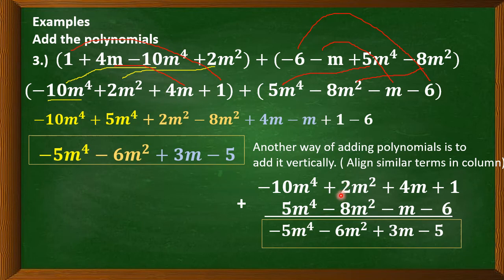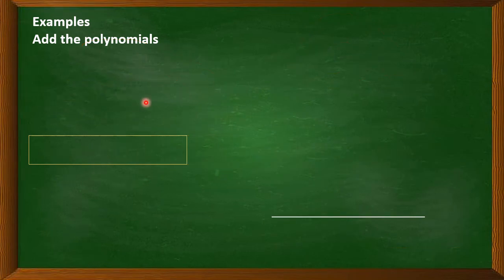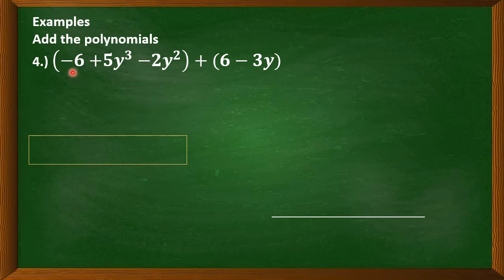Next, 2m squared and negative 8m squared, that is negative 6m squared. 4m plus negative m, that is 3m. Finally, 1 plus negative 6, that is negative 5. So if you have observed, they have the same answer. Okay, next example. Example number 4. Quantity of negative 6 plus 5y cubed minus 2y squared plus 6 minus 3y.